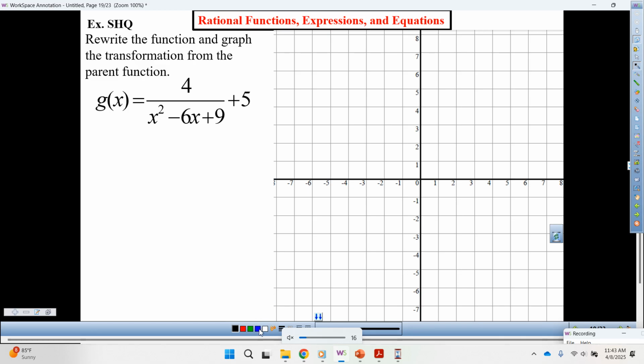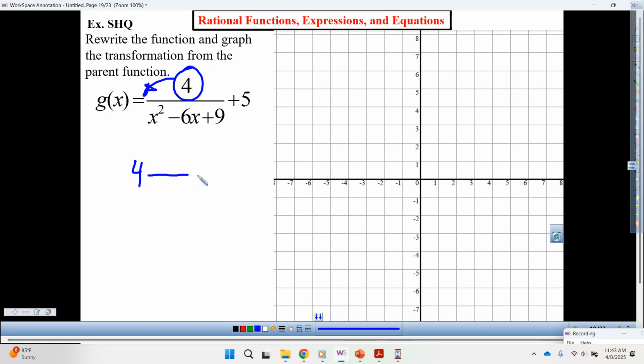All right, Elijah, enlighten us. What do we do? Move the 4 to the front. And then? For the denominator, bring the 5 down. What do I write on top? A 1.